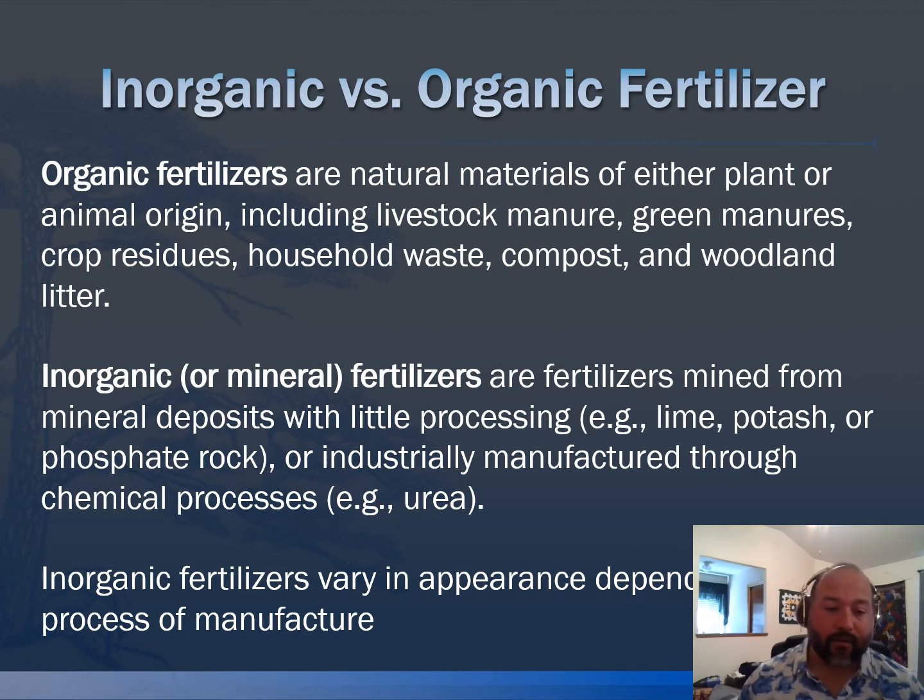Inorganic fertilizers really vary in appearance depending on the amount of manufacturing. Whereas with organic fertilizers, I think we all know what livestock manure looks like, or what compost looks like, or crop residues. What would be a crop residue? Whatever's left over. Think about a corn harvest. What do you do with all the stalks of corn? That's what we're talking about in terms of crop residues. Woodland litter is pine needles, leaves, that sort of stuff.